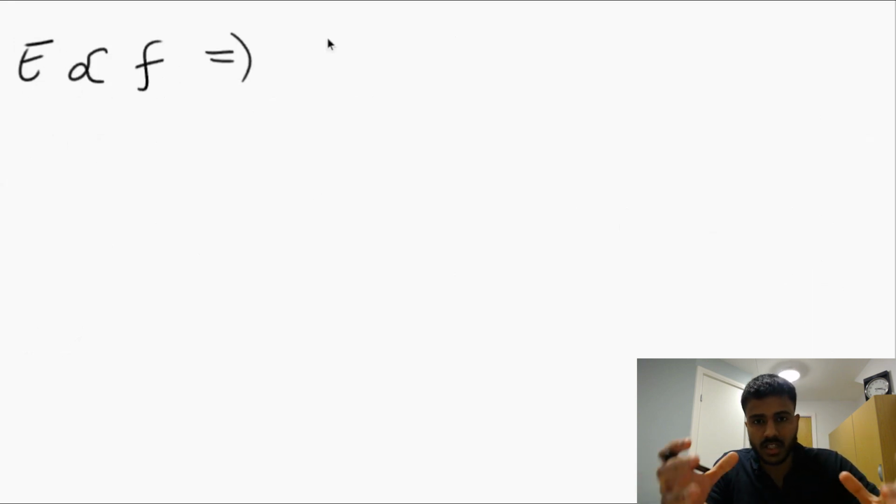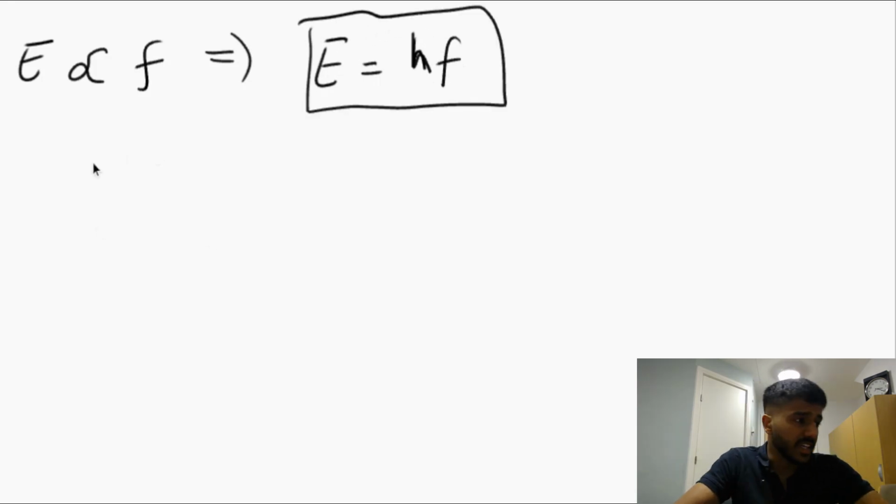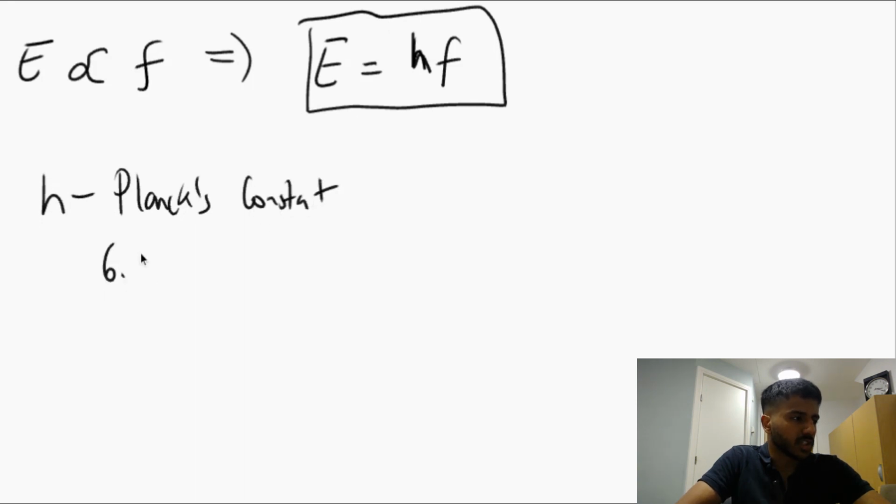And this means we can change this directly proportional sign into an equal sign simply by adding a constant. And in this case, the constant is denoted by this h. And this h stands for Planck's constant. And it has a value of 6.63 times 10 to the minus 34.